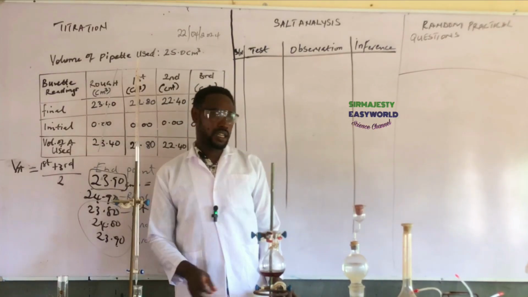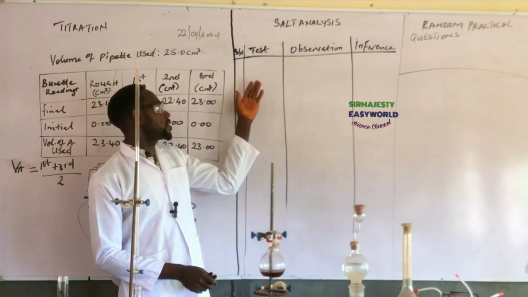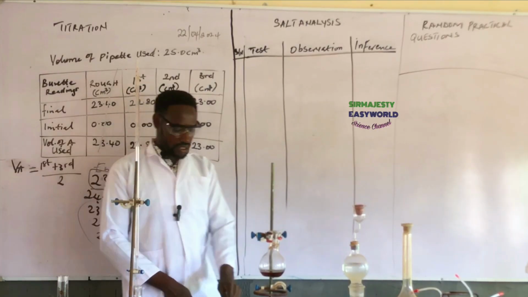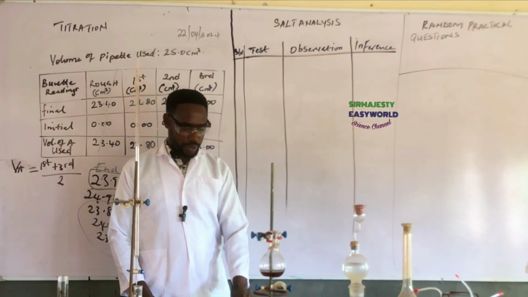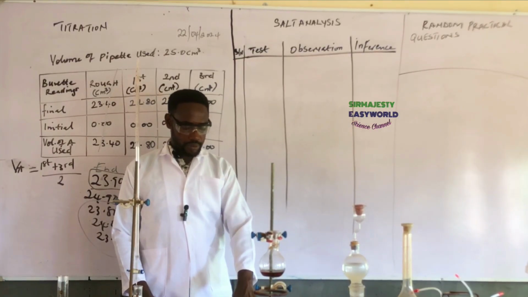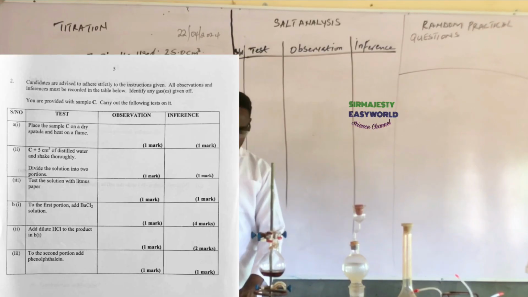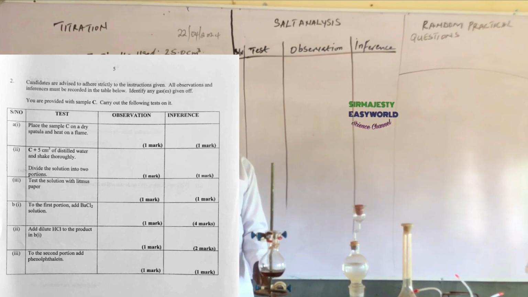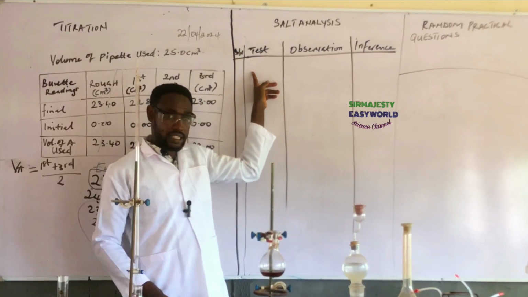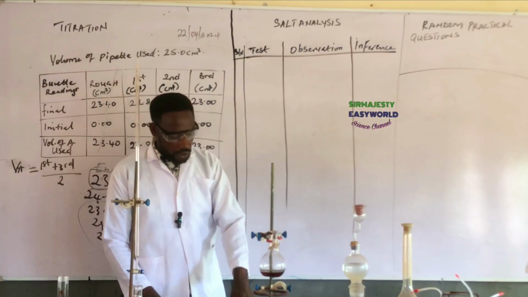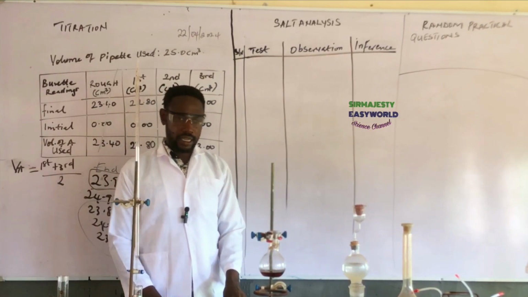Now, coming to salt analysis, that number 2 is very simple. Remember, you are not going to tell stories in salt analysis. Your job is to be as brief as possible. They will give you a table like you can see there on the screen. The table will require you just to state test, observation, and inference, as you can see here. This one said, place the sample C on a dry spatula and heat on a flame. You just report the same way they reported the test for you. If they did not report for you, follow their English, follow the grammar exactly.